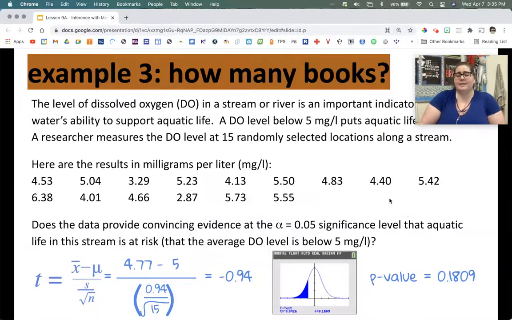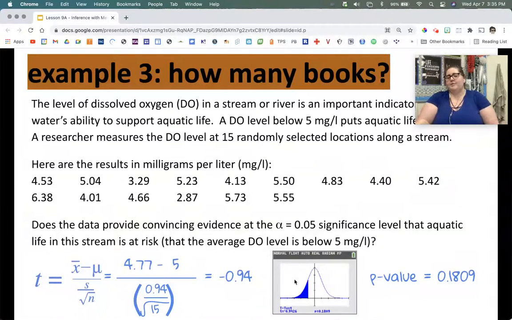So for this one, I would say since my p-value 0.18 is greater than my alpha of 0.05, that means that this whole sample mean that I got was not that unlikely to happen. It had an 18% chance of happening just by chance. So it's not that unlikely. So I'm not going to question that null hypothesis. So I'm failing to reject the null hypothesis, meaning I do not have evidence of our alternate hypothesis. We do not have evidence that the average dissolved oxygen level is below 5 milligrams per liter in the stream. We do not have evidence that the stream is at risk for aquatic life. So that is our conclusion.